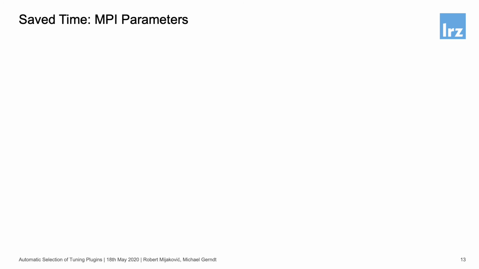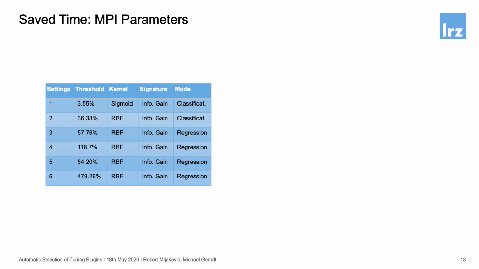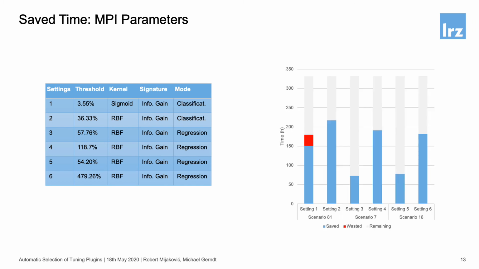So this slide shows the same metrics as the slide before, but this time for the MPI parameters plugin. Again, as you can see, the RBF kernel is the best performing, while the best signature identification method is information gain in all cases, and mostly regression-based classification provided the best results. Also, you can see that a very significant amount of time is saved, which would be wasted otherwise.